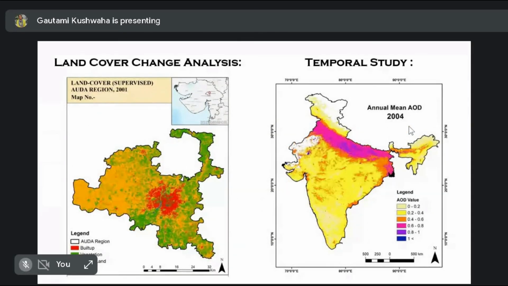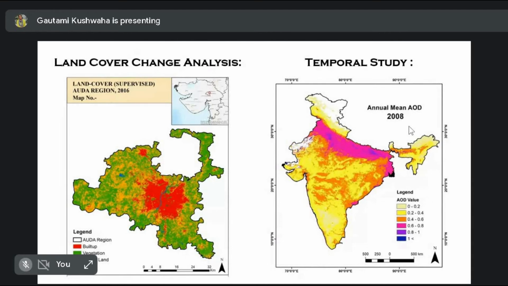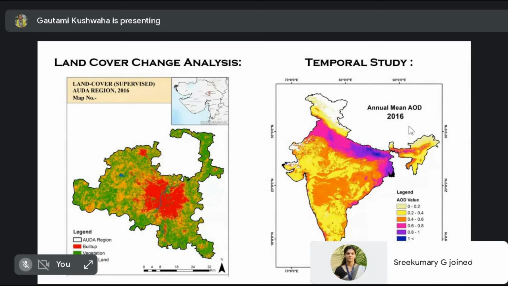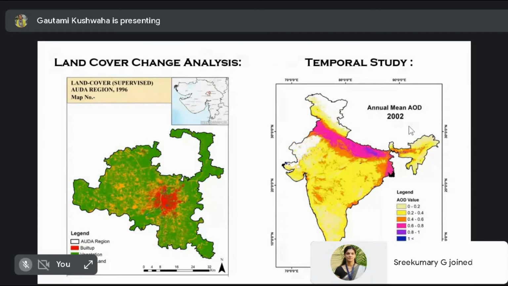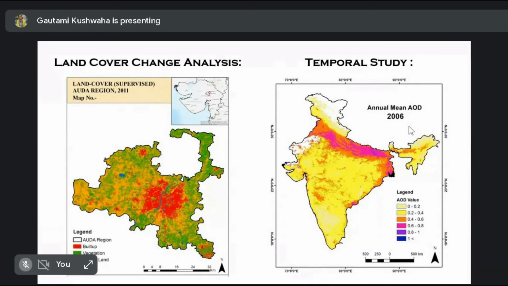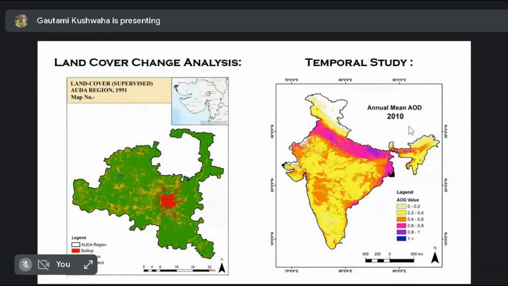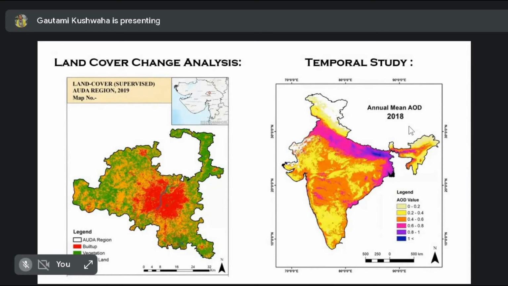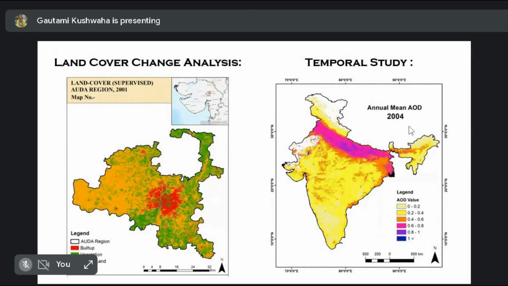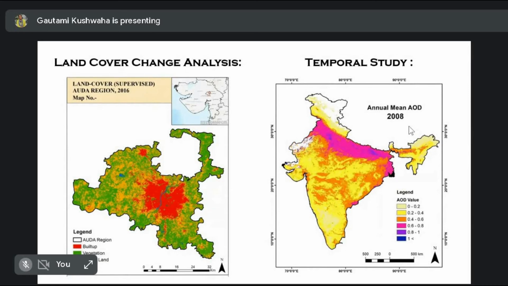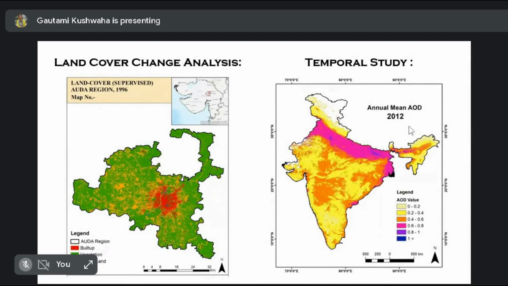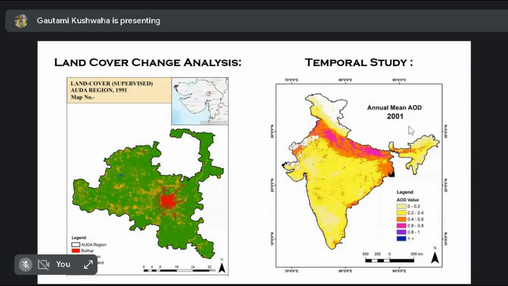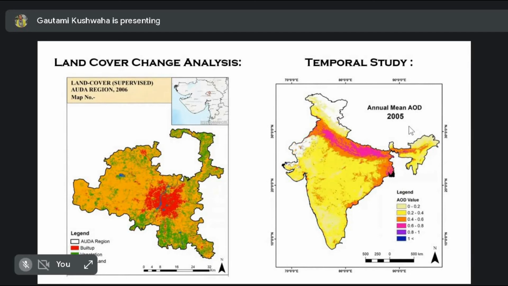Then the one thing, land cover change detection, which I was talking about. So this is one land cover change which we have done for Ahmedabad Urban Development Authority. So you can see a change from 1991 to 2019, and another one is a temporal study of air pollution all over India. So you can see how the level of pollution is changing from 2000 to 2018 all over India, and you can analyze which are the places which are getting worse in terms of air pollution, right? So these kinds of analysis, these kinds of gifs and visualizations you can generate if you know GIS.